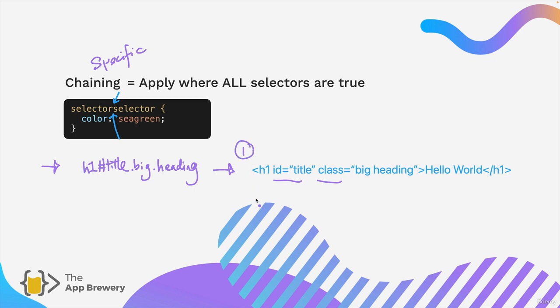Now, there could be many H1s. There shouldn't be, but there could. There could be many elements with the same ID. Again, there shouldn't be, but it could happen. But more commonly, there probably will be many elements with the same class. But maybe there won't be an element with both of these classes.